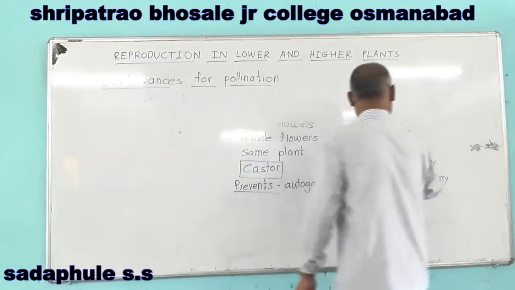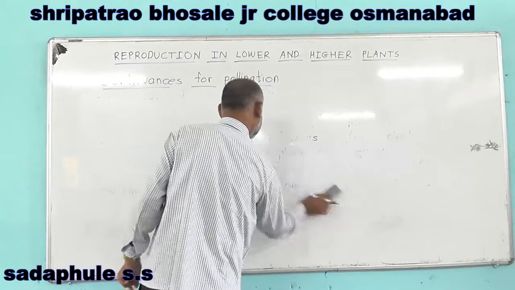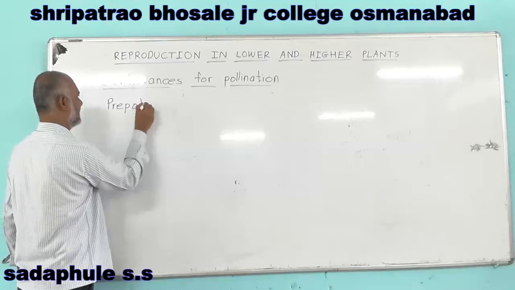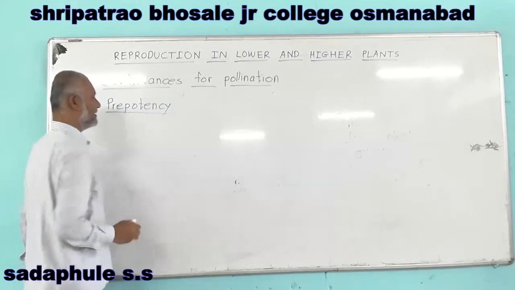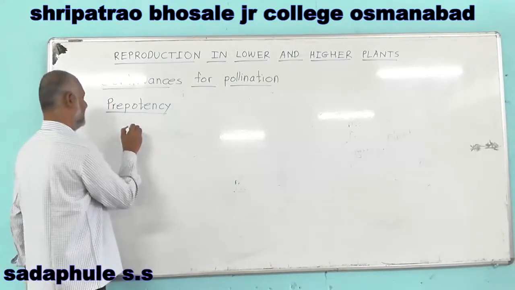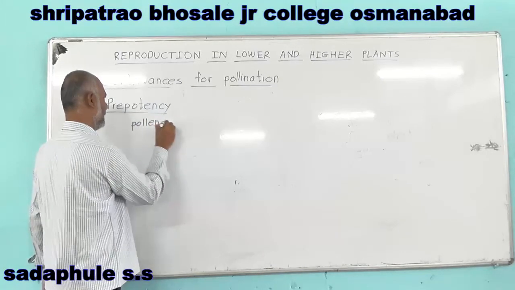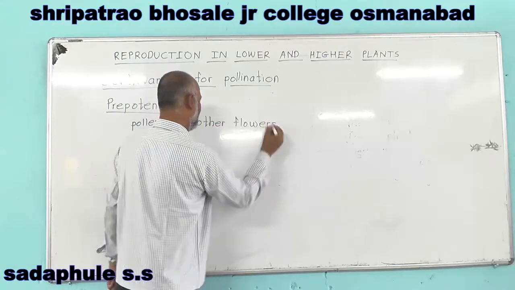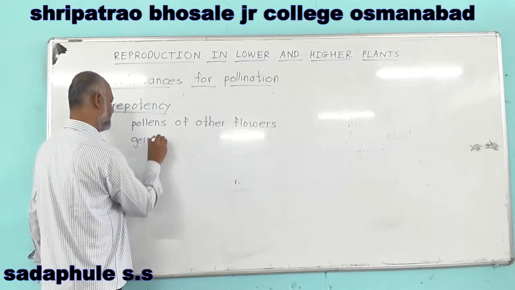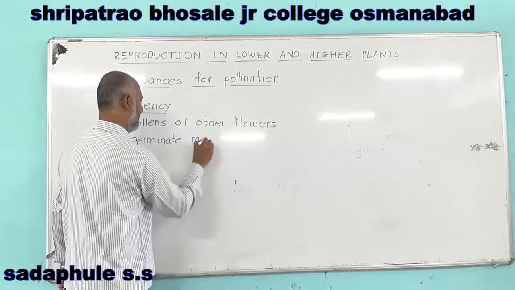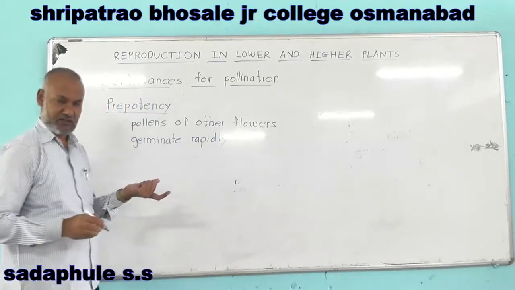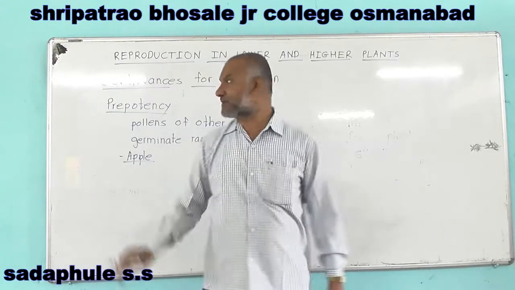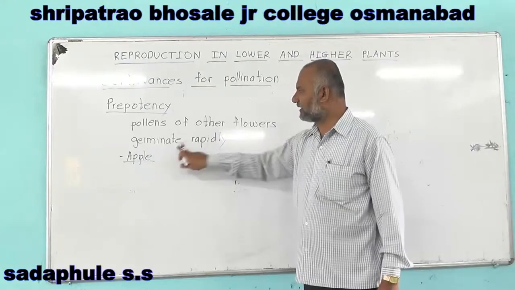Then another one is prepotency. Now, what is prepotency? In prepotency, pollens of other flowers germinate rapidly. Okay. Example is apple. What is prepotency? The pollens of other flowers germinate rapidly.